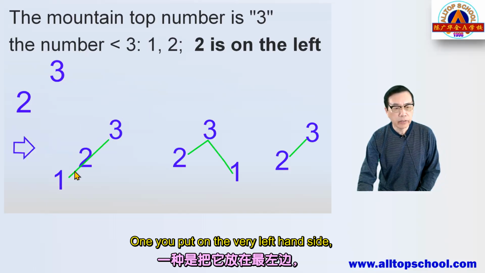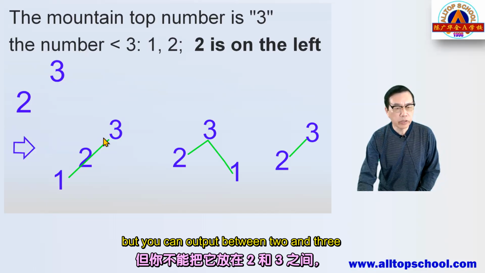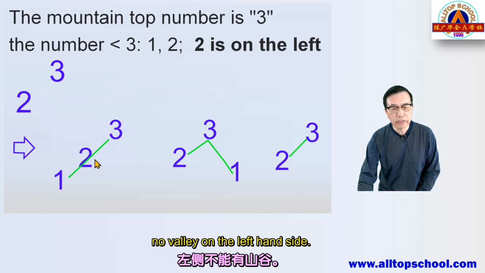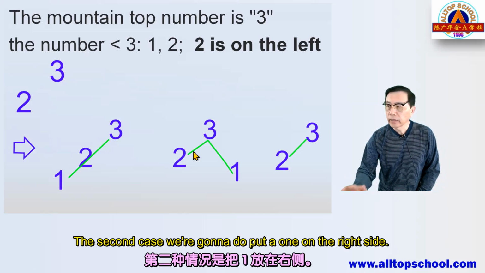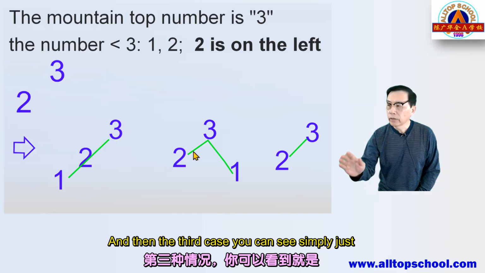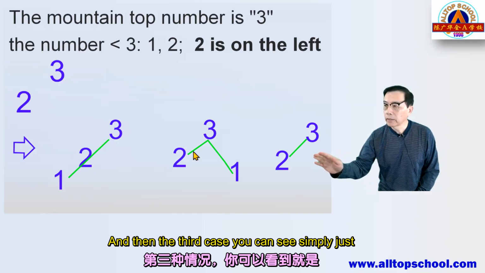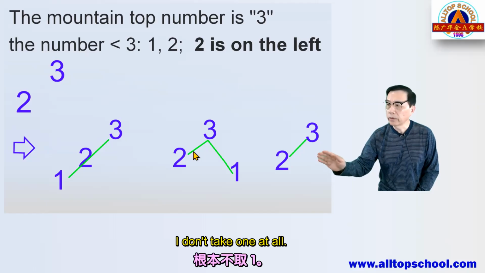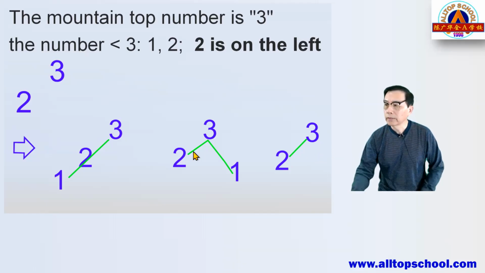1 you put on the very left-hand side, but you cannot put between 2 and 3 because we want this one increasing order, no value on the left-hand side. The second case, we're gonna put a 1 on the right side. And then the third case, you can see simply just, I don't take 1 at all. So you get a third case.